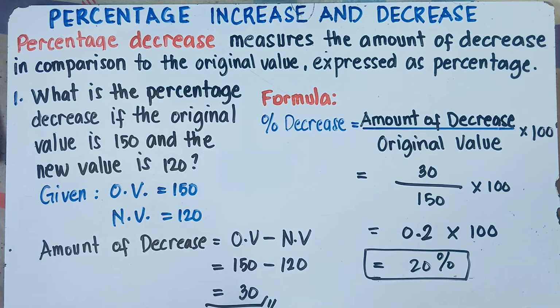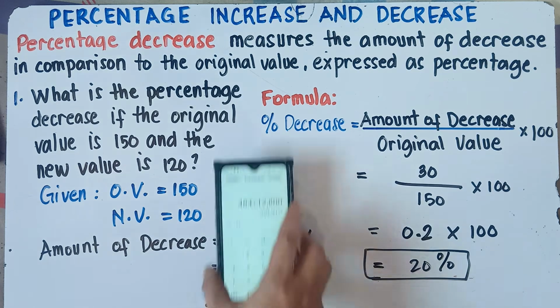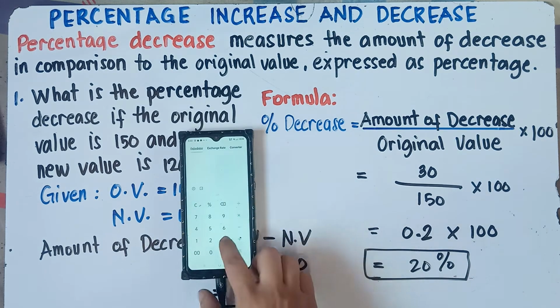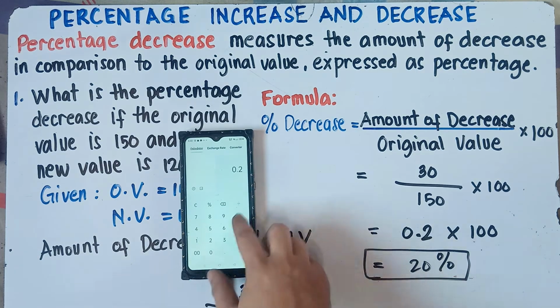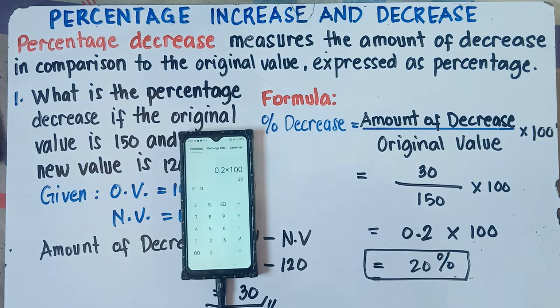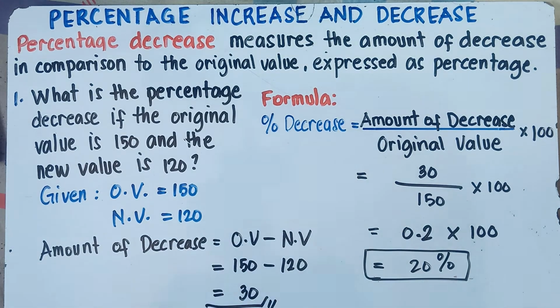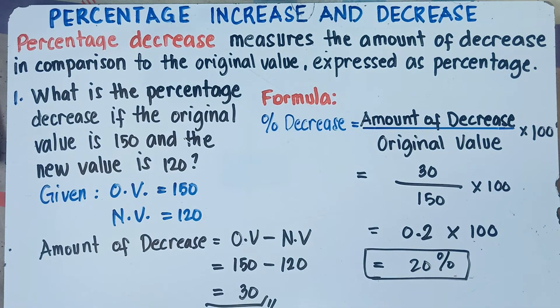So let's check using our calculator if we have the same answer. 30 divided by 150. Yep, that's correct. That's 0.2 multiplied by 100. That's correct. That is 20, so that would be 20%. All set, class, for example number 1. So that's the thing there, class. If you're dealing with percentage decrease, you need to get the amount of decrease. And once you get the amount of decrease, you simply divide that by the original value and you multiply it by 100.